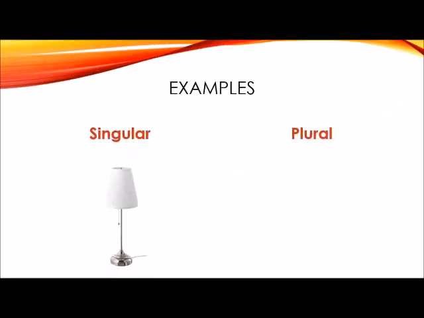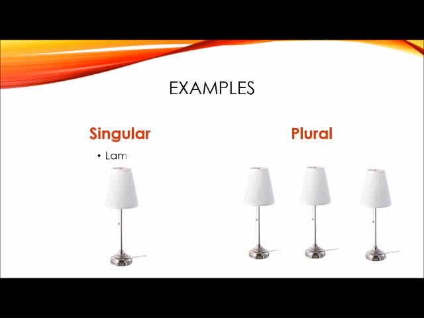Here is another example. Look at the first picture. How many lambs are there? One. So it means it is a singular noun. Now look at the second picture carefully and tell me how many lambs are there. One, two, three. Yes, three. To make it plural, we add s at the end of the singular noun. Lamb becomes lambs.